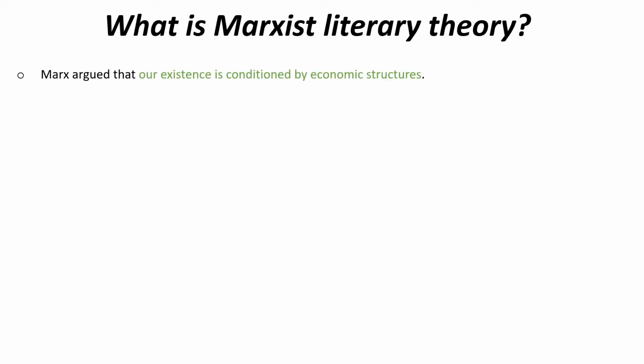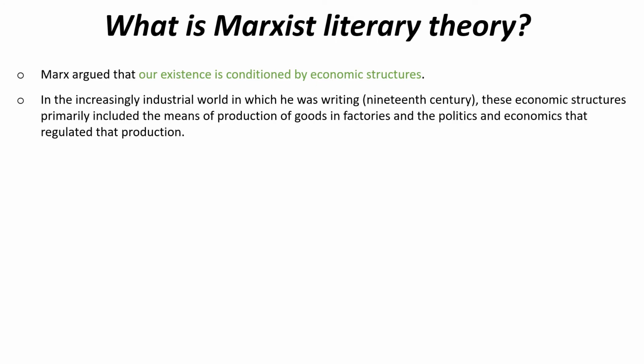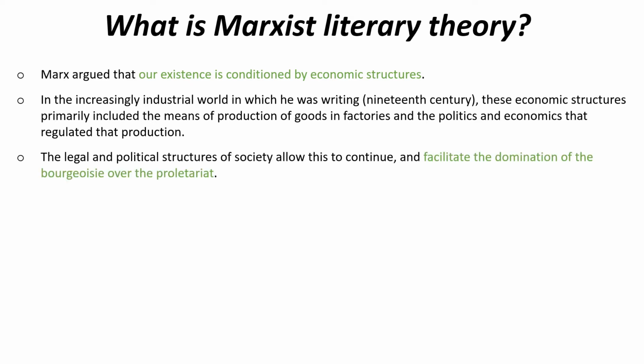Looking a little bit more deeply then at what the theory actually means, Marx argued that our existence is conditioned by economic structures, as we've just looked at on the previous slide. And in the increasingly industrial world in which he was writing, so remember he wrote during the 19th century when the Industrial Revolution was at its height, these economic structures primarily included the means of production of goods in factories and the politics and economics that regulated that production.